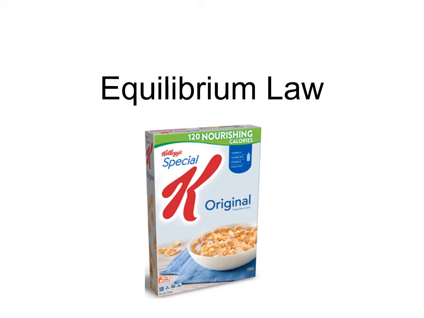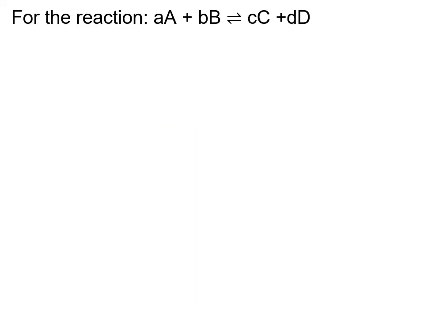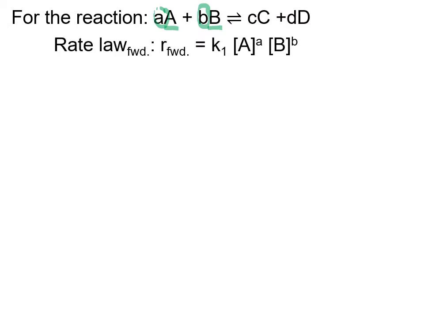Equilibrium law. So let's say we had a reaction of A plus B, and we are using the capital letters to represent the species and the little letters to represent the coefficients that are in front of those species. So we have A plus B forms C plus D. We could write the rate law for this reaction.